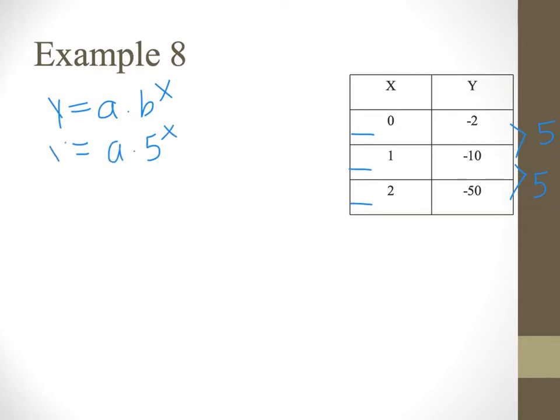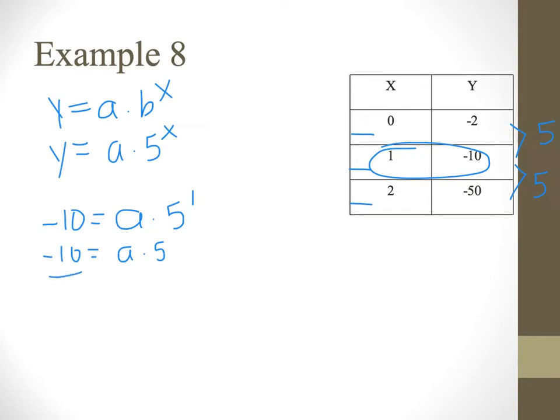Okay, so I've got this much information figured out. Now what I'm going to do is pick another point. Again, I'm going to use the point (1, -10) and plug in what I know. So -10, my y, equals my a times 5 to the power of 1. This really gives me -10 equals a times 5. And if I divide both sides by 5, I can see that a is going to be -2.